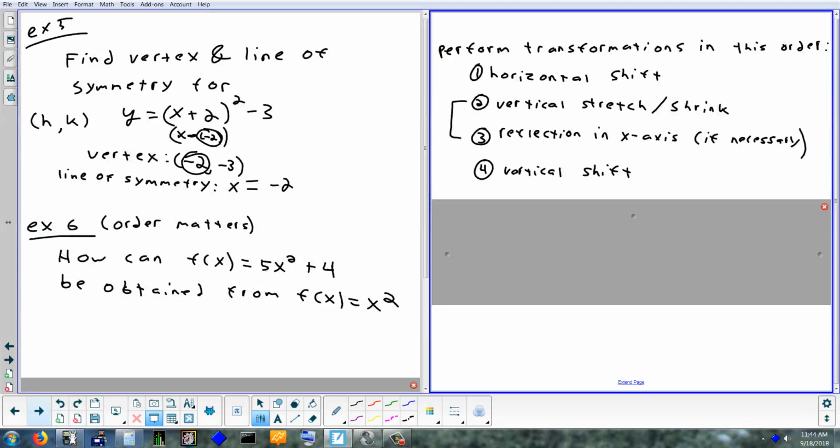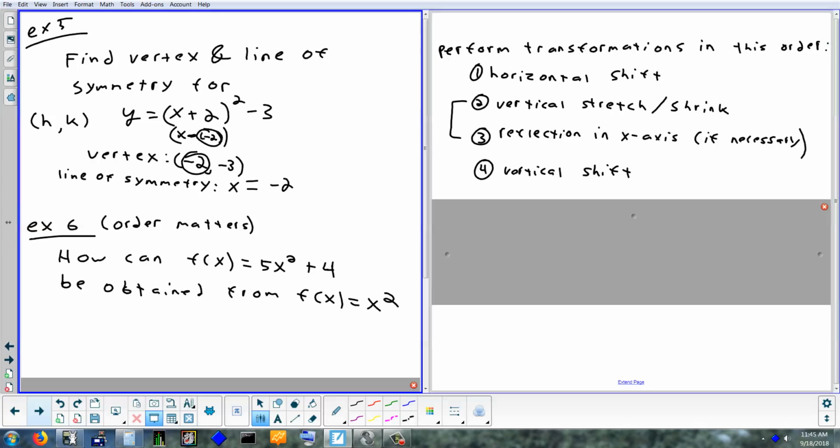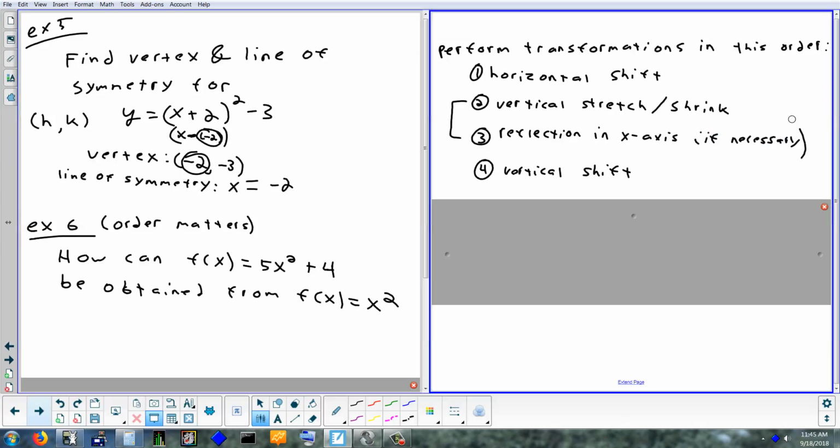Okay. Always deal with the horizontal shift first. That's the number that's added or subtracted in parentheses. Then deal with the vertical stretch or compression. That's the number in front of the x squared. And these are all if necessary. They're all if necessary. You don't necessarily have every one of these in the same problem.